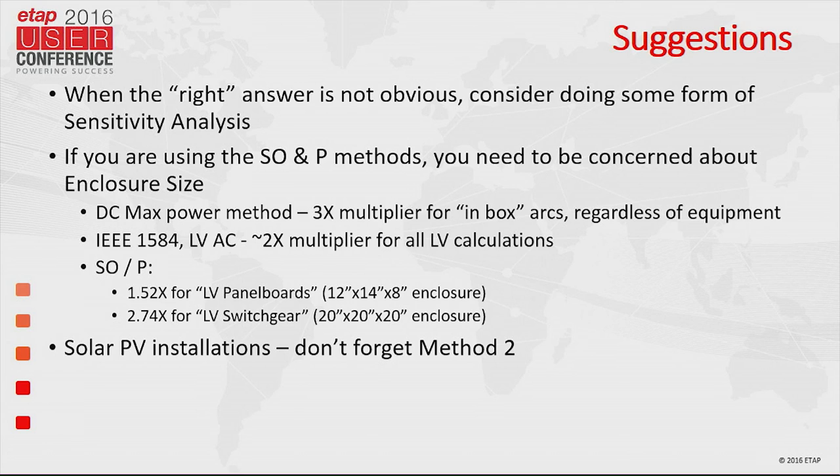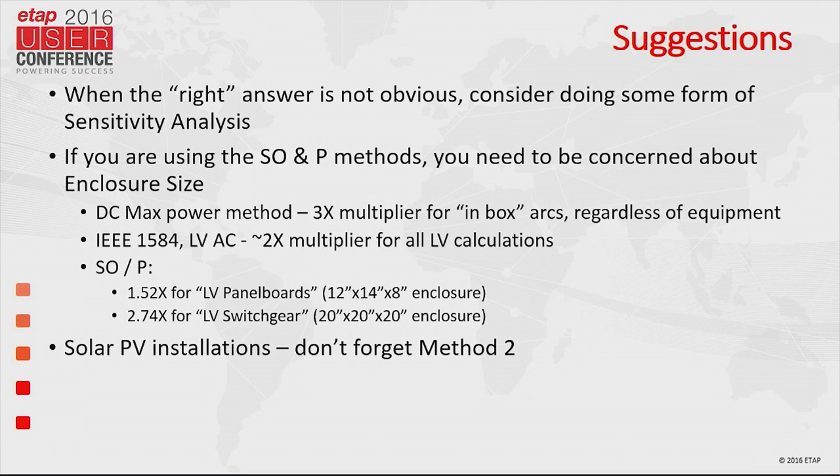Here's a big one. If you are going to use the Stokes and Oppenlander or Palkert methods, you need to be concerned about the size of the enclosure. Not something historically we've worried about, John. This is my last slide. DC maximum power method just says if we've got an arc in a box, you multiply the result by 3. IEEE 1584, whether you've got a low voltage panel board or low voltage switchgear, different enclosure sizes, but the multiplier is the same. If it's in a box, the result is about twice what it would be in open air. But with these methods, Stokes, Oppenlander, and Palkert, you get a 1.5 multiplier for low voltage panel boards.